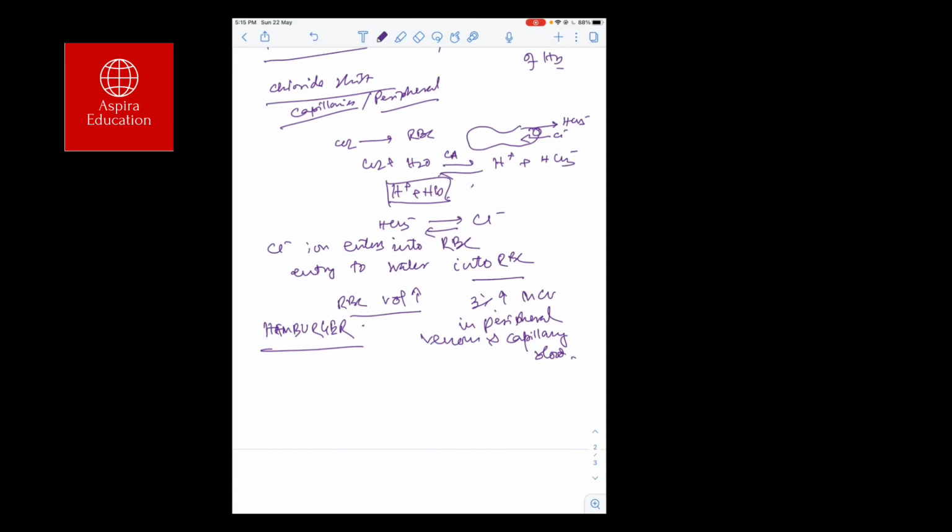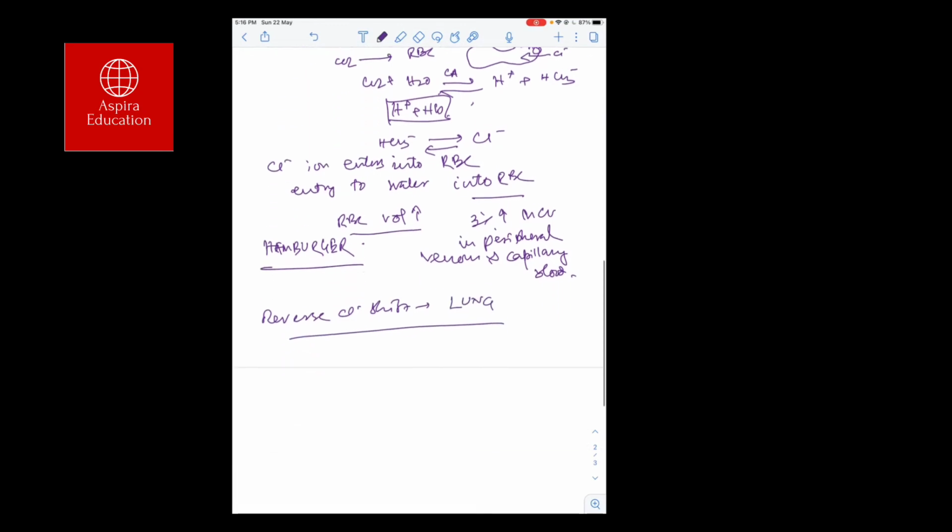There's another concept: the just opposite reaction happens in the lungs, where more and more oxygenated blood is present, and that is the reverse chloride shift. That it happens in the lung is sufficient for you. The other things, I do hope that you can derive in the exam.